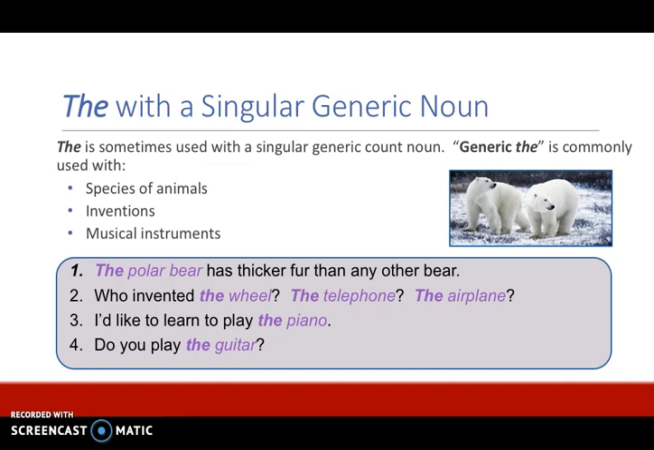Number 2, who invented the wheel, the telephone, the airplane? So the wheel, the telephone, and the airplane are inventions. So we can use the in front of inventions for the generic noun. I'd like to learn to play the piano. Do you play the guitar? So piano and guitar are musical instruments, so we can use the for the generic use of these instruments.